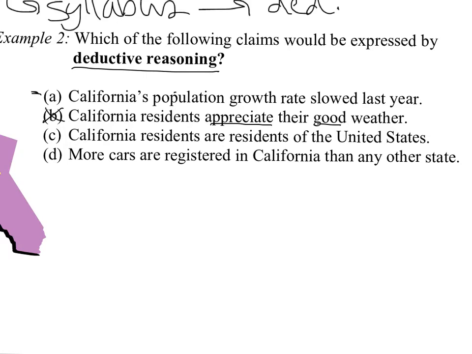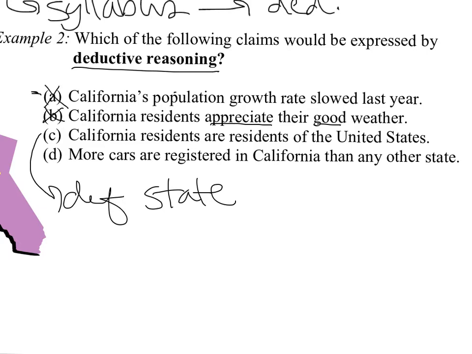C: California residents are residents of the United States. Well, that's the definition of what a state is. Residents of one state are residents of the United States. So that is a definition. That's a fact. You could read about that in a textbook. So for now, I'm going to say that C is better than A because C is a hard definition, a hard fact.